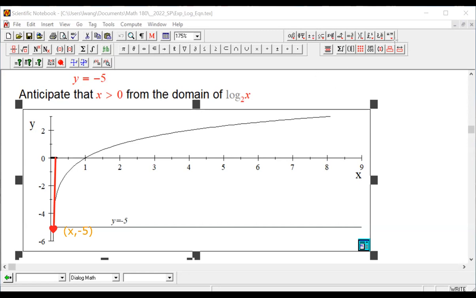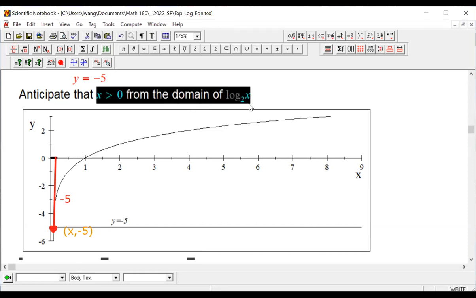We pretend we don't know. Some of you probably already figured it out. So this is the output, -5, and that little black dot there is the input we're looking for. You see, that has to be positive. X must be positive. It has to be from the domain. That's the important point we're making here.